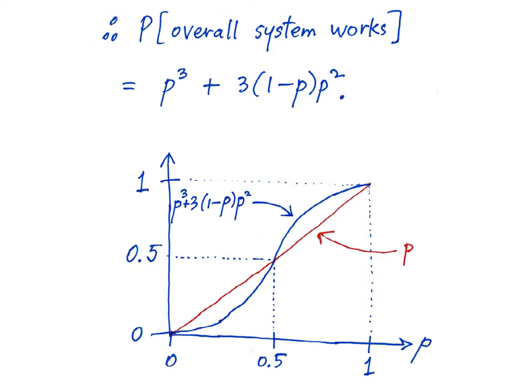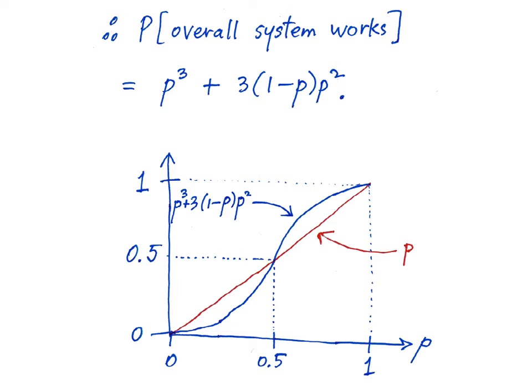A graph of this as a function of P, and also showing the situation if we had a single system, that's the red line, that works with probability P, shows us that if the reliability of the system is greater than 50%, then we are guaranteed an improvement with the majority gate circuit. If the reliability is equal to 50%, they operate the same.